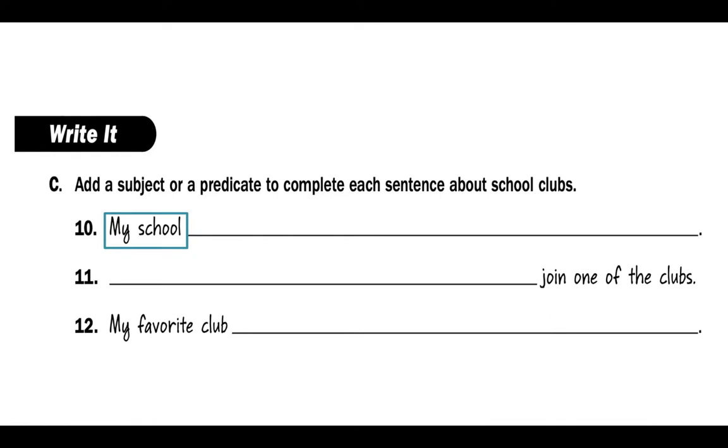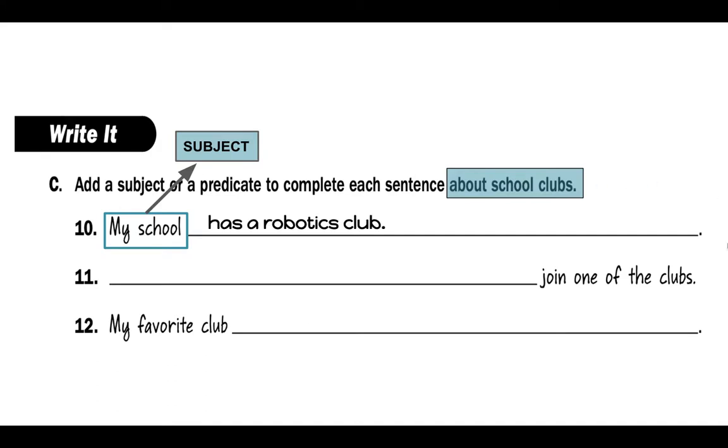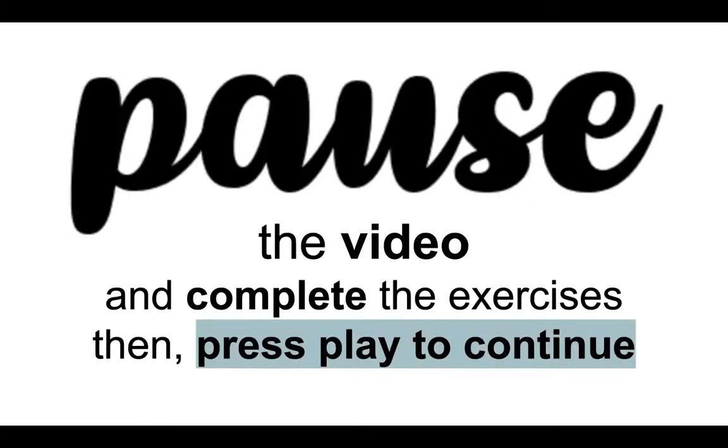In the Write It section of your packet, Activity C says add a subject or a predicate to complete each sentence about school clubs. My school is a subject. This sentence is missing a predicate, and we need to make sure that our predicate is about school clubs. My school has a robotics club. That gives us a predicate about school clubs to make this a complete sentence. Pause the video now and complete the exercises for Part C, then press play to continue.